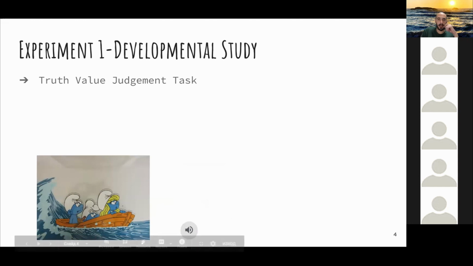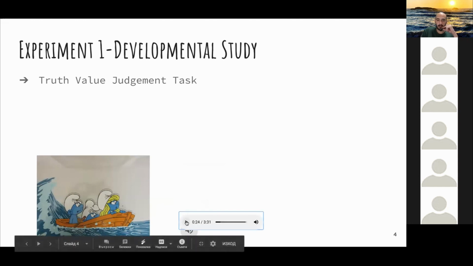We can't hear very well. Can you turn on the volume? Okay, does it depend on my computer? No, I think you have to turn up the volume there.